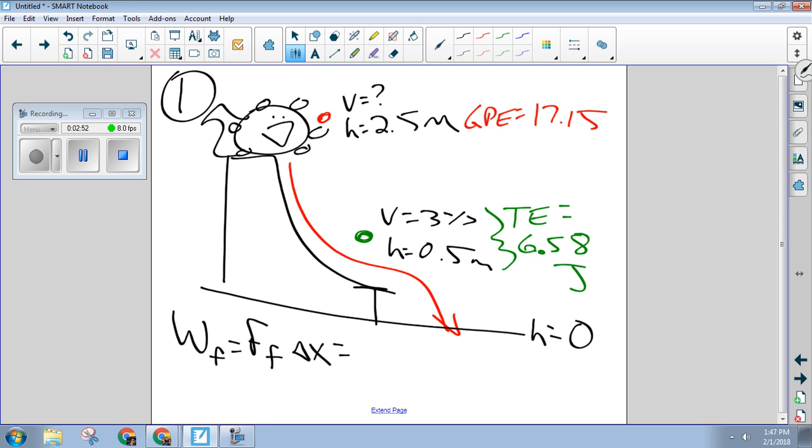So the force of friction is 2 newtons. The displacement is 6 meters. They oppose each other, right? So that work from the friction has to be negative 12 joules.